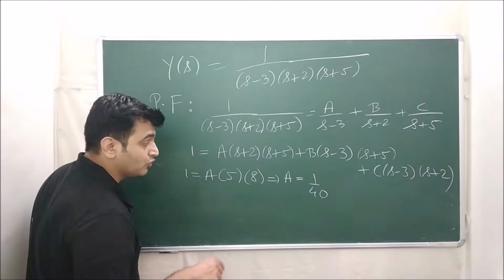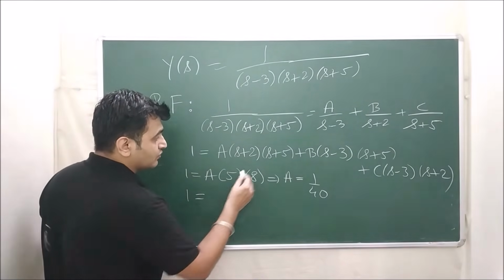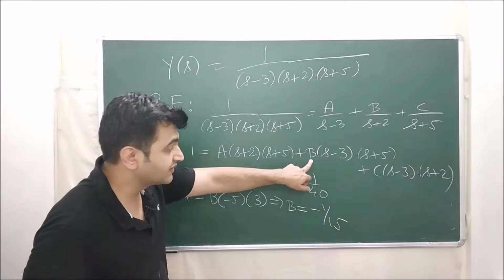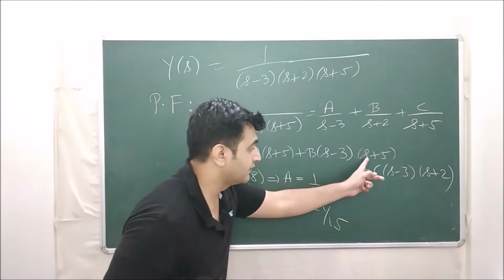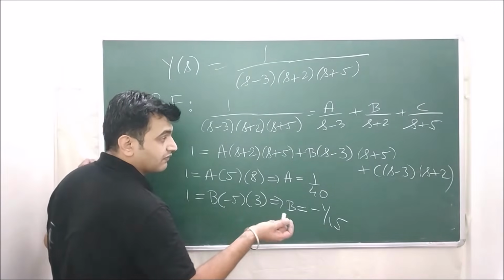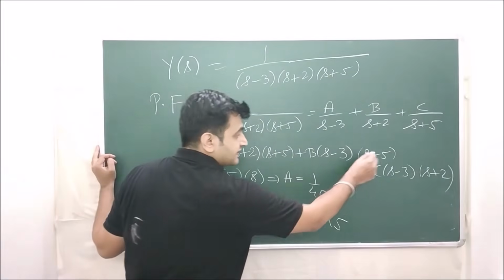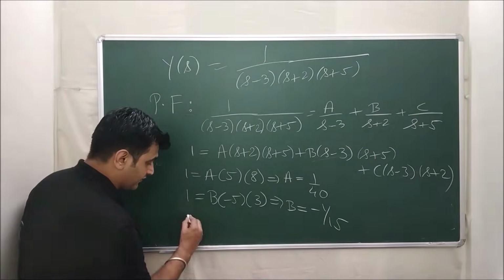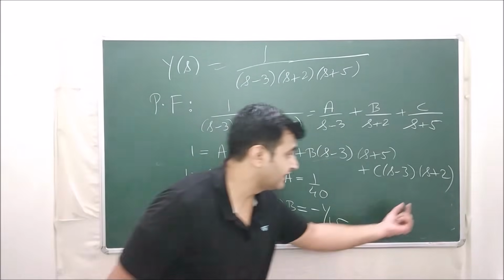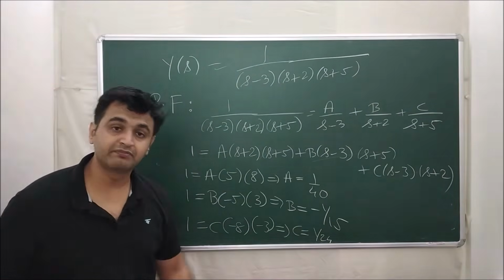Okay, now you put s equal to minus 2. So if I put s equal to minus 2, the other terms will go away. So what do I have? I'm putting s equal to minus 2, so B into minus 5, and 5 minus 2 is 3. So B is minus 1 by 15. And when I put s equal to minus 5, the other terms will go away. Only this term will remain. So 1 is equal to C into minus 5 minus 3, which is minus 8, and minus 5 plus 2 is minus 3. So C is 1 by 24.